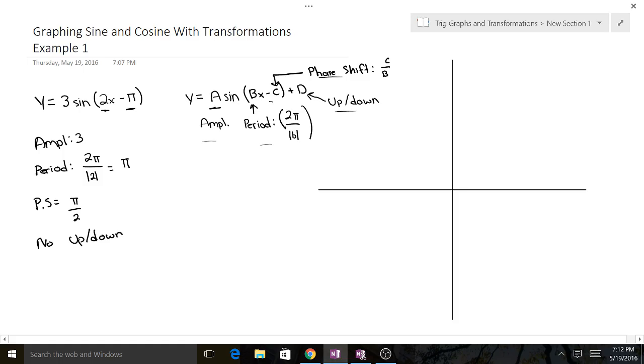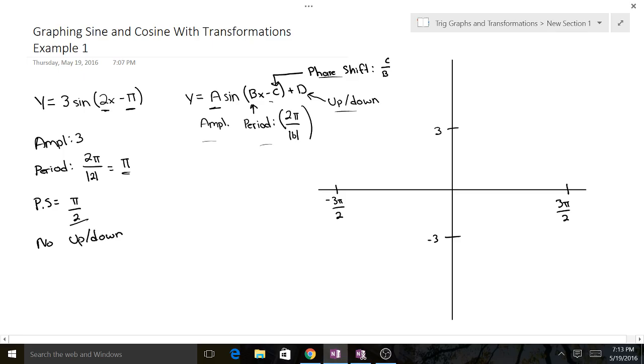So first thing I would do, see that my amplitude is 3. I haven't moved up and down, so I could draw this in right here. We're going to be going all the way up to 3. We're going to be going all the way down to negative 3. And now I would think, well, how far am I going to have to draw out? We've got a period of pi. We phase shift to the right, pi over 2. So how about we go out to 3 pi over 2. And we'll just go left the same amount, so negative 3 pi over 2.